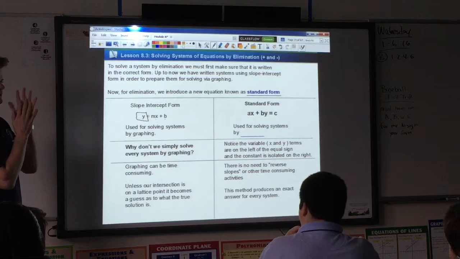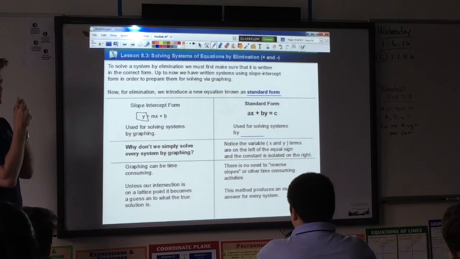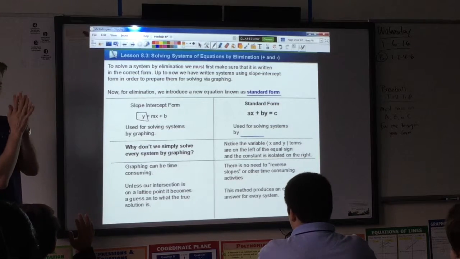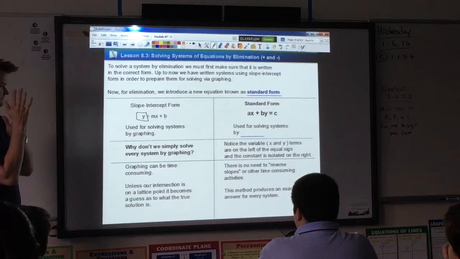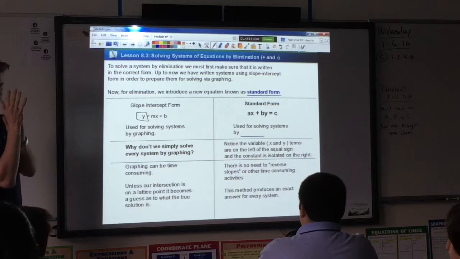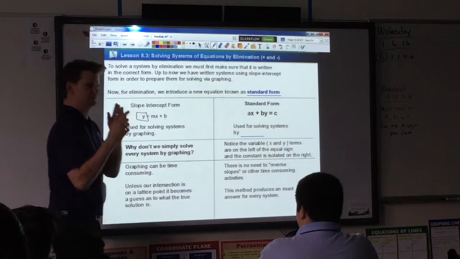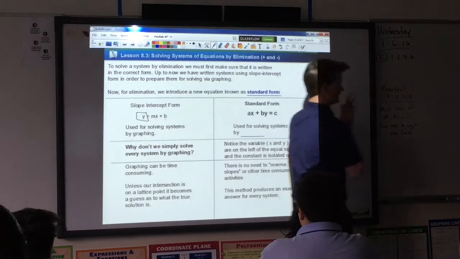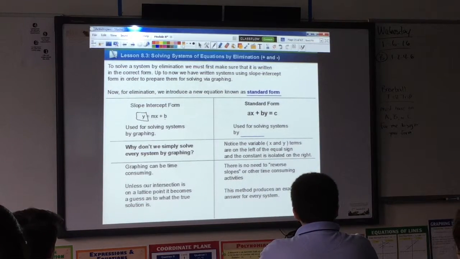Now, can anybody tell me why we don't solve every system by graphing? Anybody have an idea? Corey? Because graphing is... Because graphing what? It takes longer. Graphing is time-consuming. It's more prone to error. And what if we graphed an equation and it didn't end up on a lattice point?